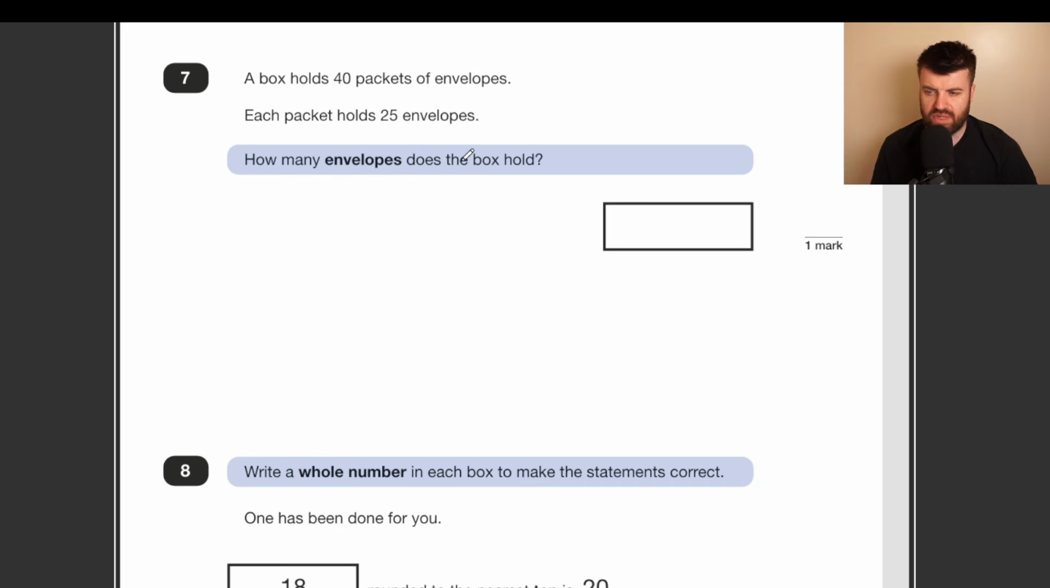A box holds 40 packets of envelopes, and each packet holds 25 envelopes. Do you say envelopes or envelopes? Let me know in the comments down below. So, how many envelopes does the box hold in total?